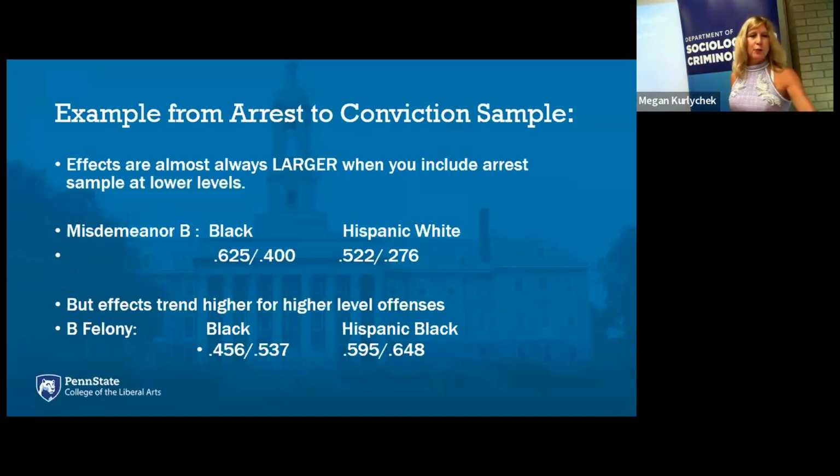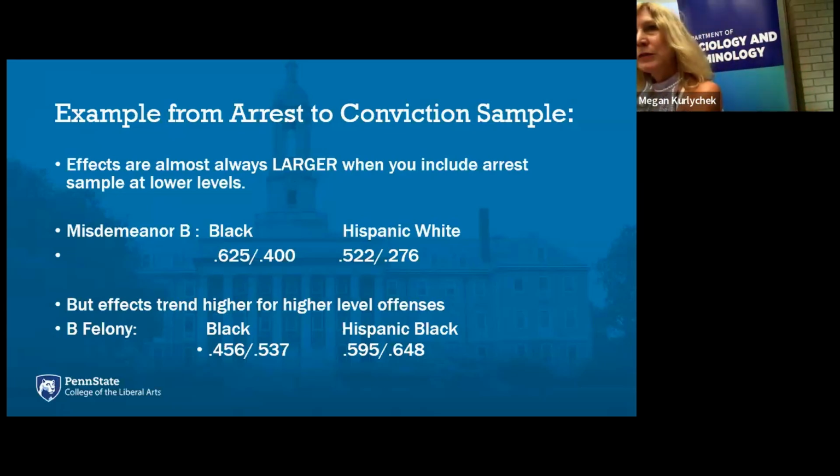This only changes for the really high level offenses for the Black and Hispanic blacks, and there it increases in the conviction sample that I was showing you previously for the B, C, A felonies. It actually increases when you go to just the conviction sample. So it's a bit of a complicated picture that you don't get if you just start with conviction. And since we're doing the chapters on the dismissal and the alternative dispositions, it follows a nice story through to what's happening now at conviction and why it might be different, and why, if we just looked at conviction, would we draw a different conclusion than if we include the arrest sample?